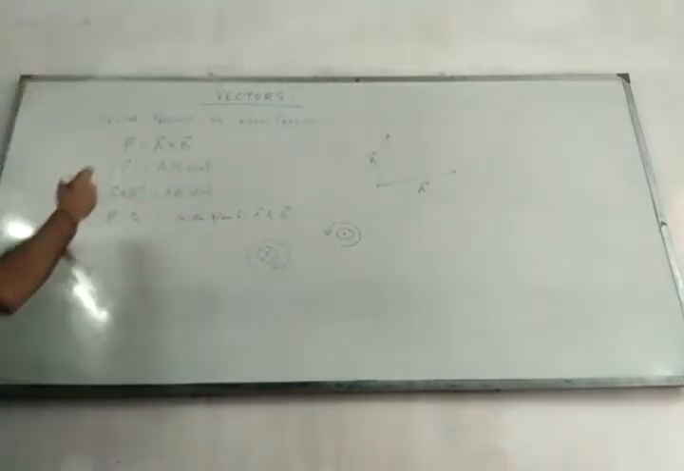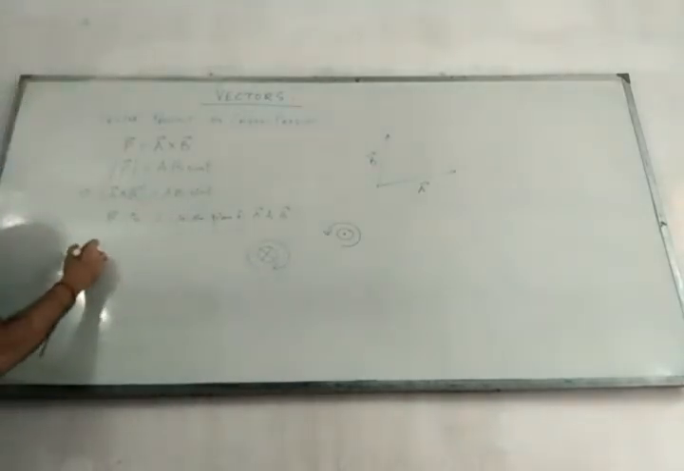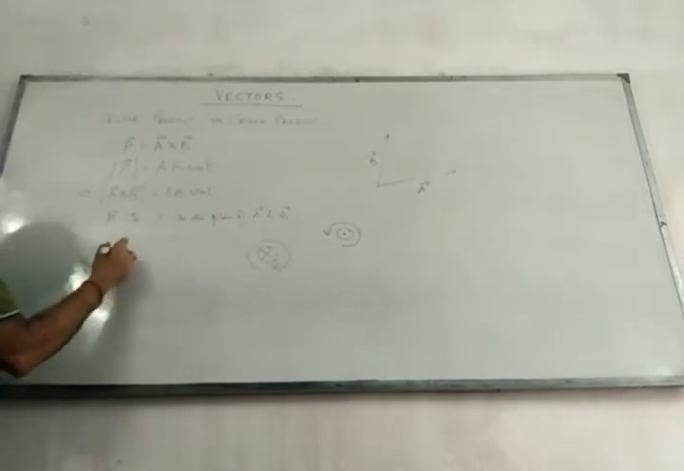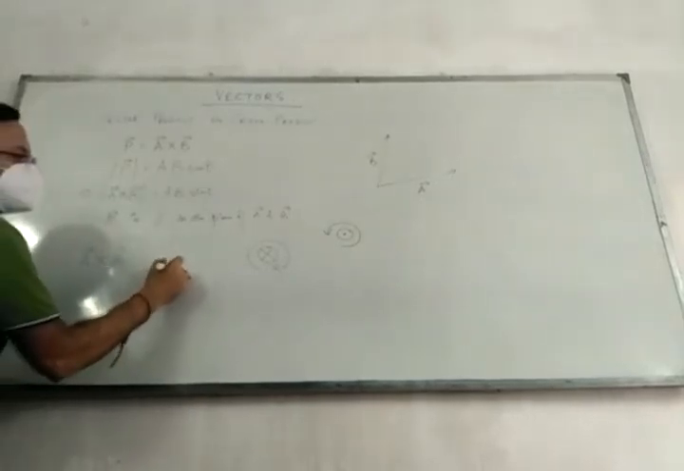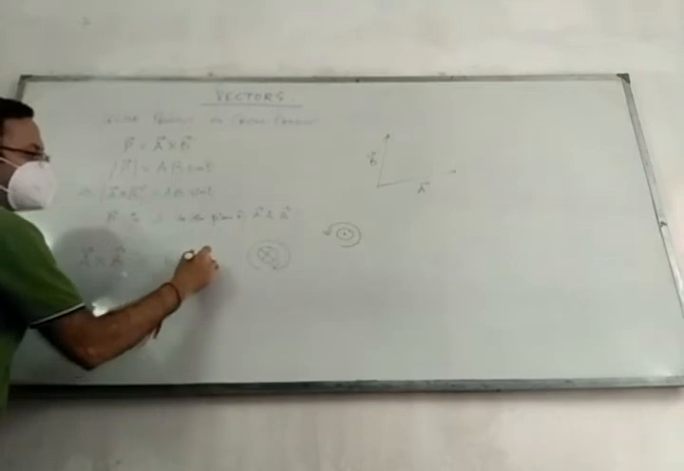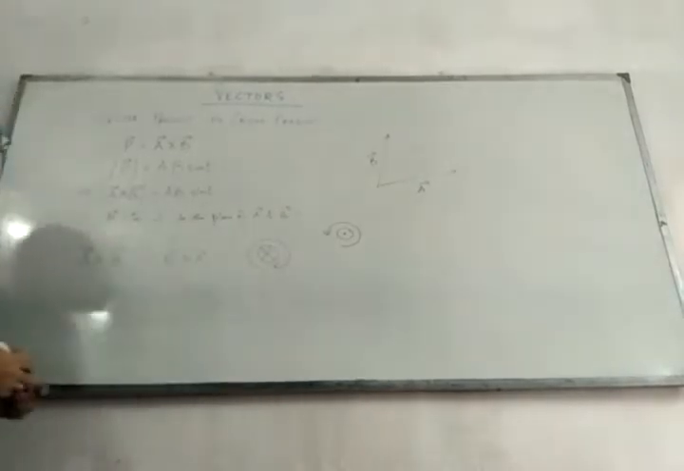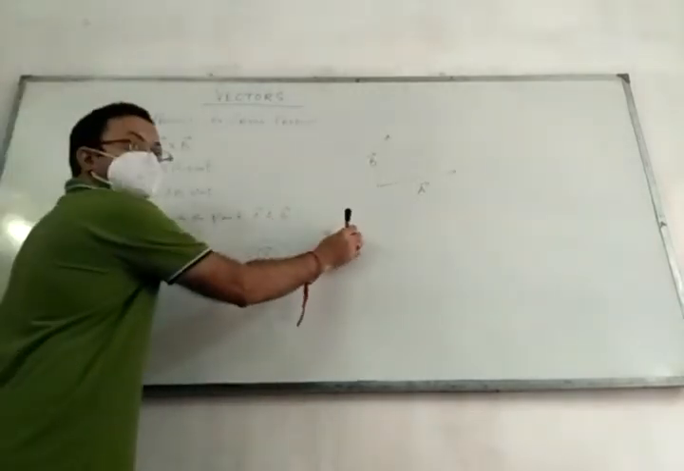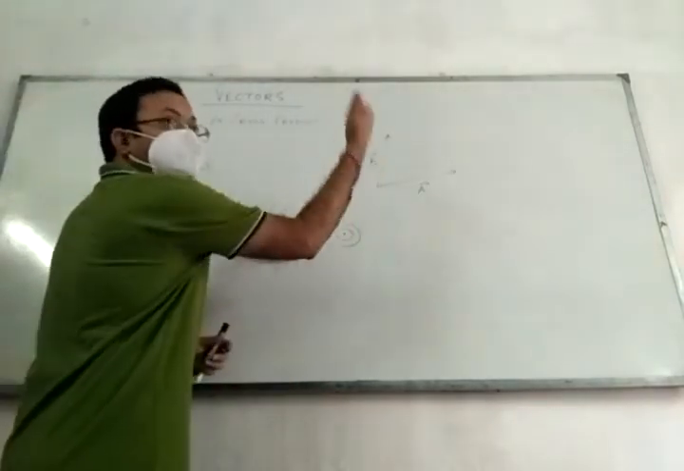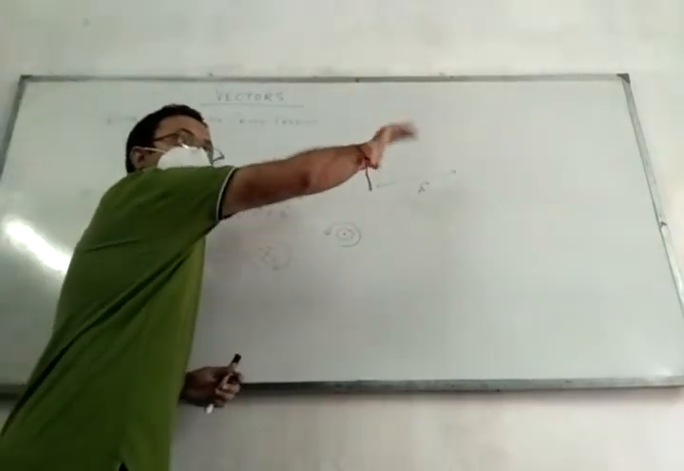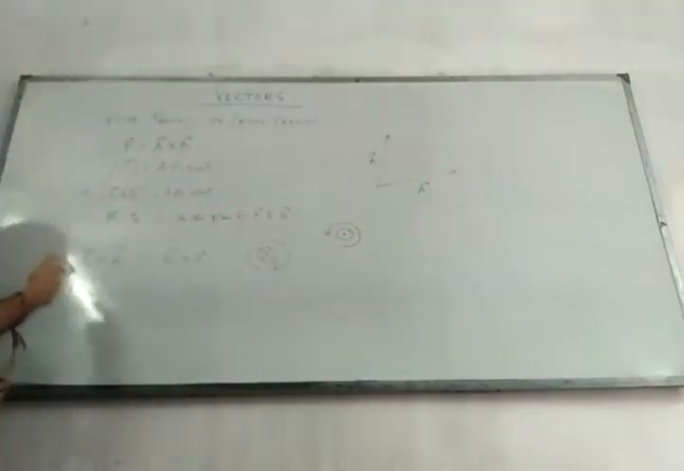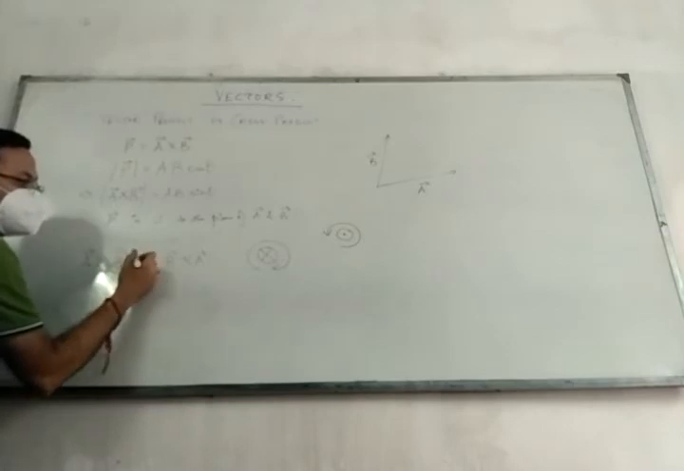Alright. So is the cross product commutative? No. Can I say A cross B is equal to B cross A? Why not? A cross B is directed outwards, right? But if I do B cross A, it is directed inwards. So if you want to rectify this, put a minus sign.